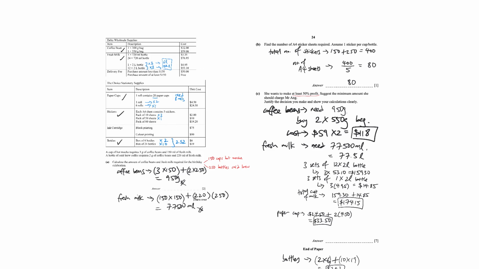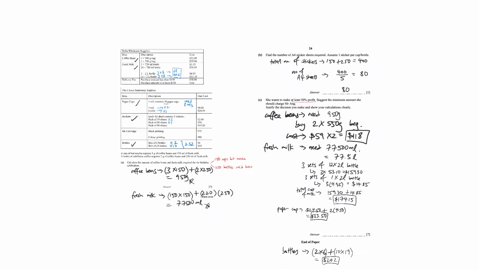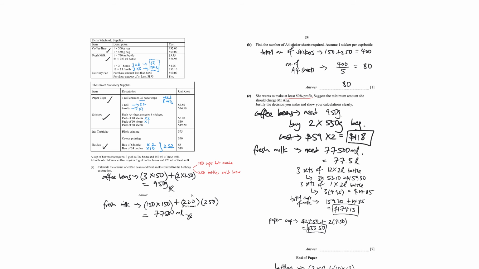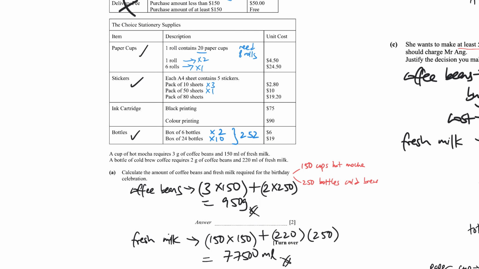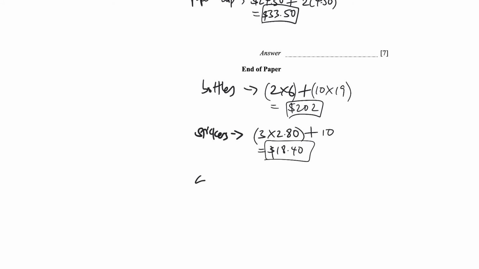Okay, and so let's look. Did they ask for any delivery? No, so let's not care about delivery. Ink cartridge. Okay, since we are printing stickers, I believe. Okay, let's see. We're gonna print stickers. I think let's go for color printing, since they are stickers after all. So $90 for the ink cartridge. So for color printing, $90.